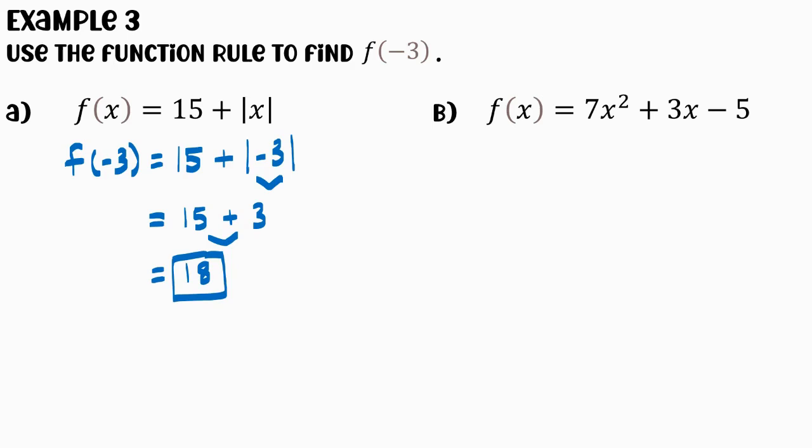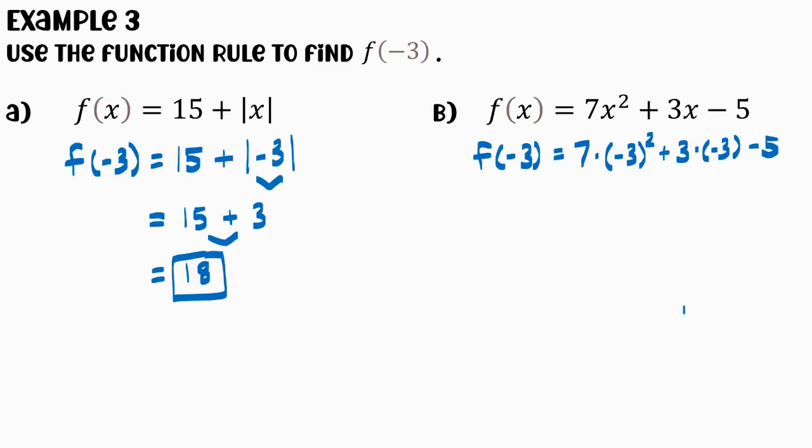Okay, last one. So again, we're going to start off by replacing x with negative 3. So I have f of negative 3 equals 7. Now remember, when the number is next to the variable, that means times. So it's 7 times. Instead of x, I'm going to put negative 3 squared. And then plus 3 times negative 3. And then minus 5.